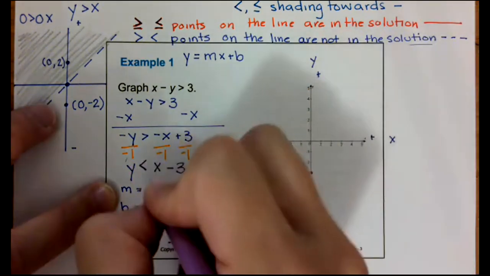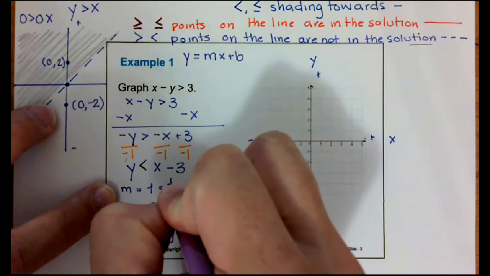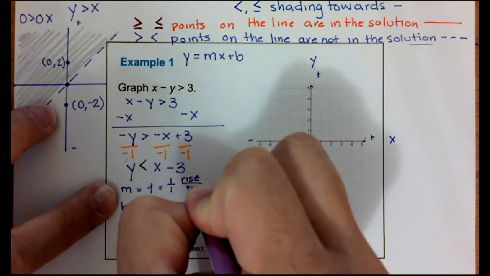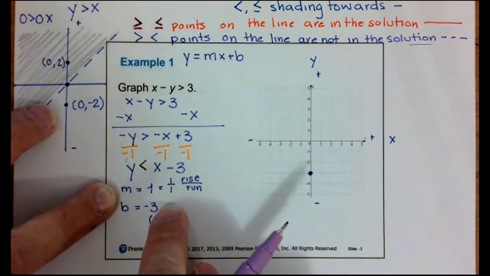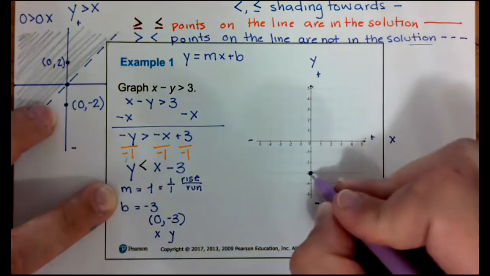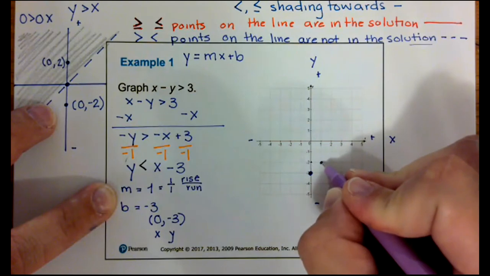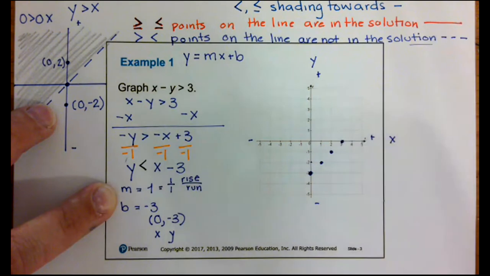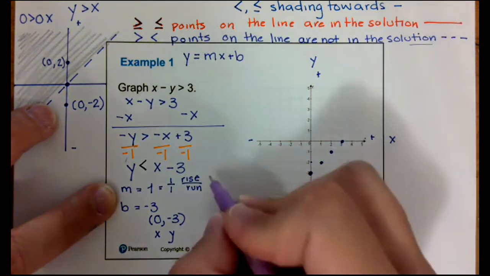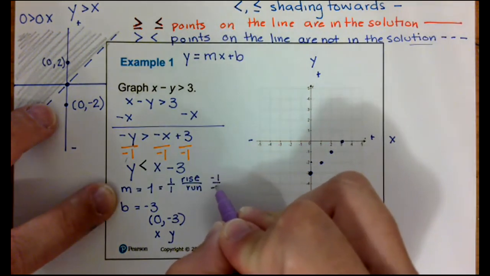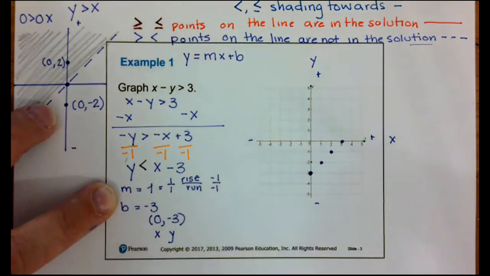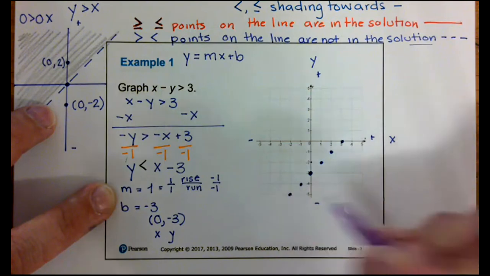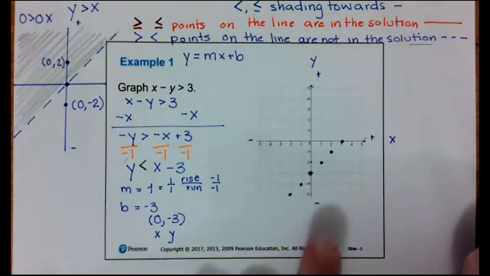The slope is 1, which is the same as 1 over 1. Rise over run. So up 1 over 1, up 1 over 1, and it goes like that forever. You can also do a -1 over -1 because negative divided by a negative makes a positive. So we can go in the opposite direction. And that is our line.